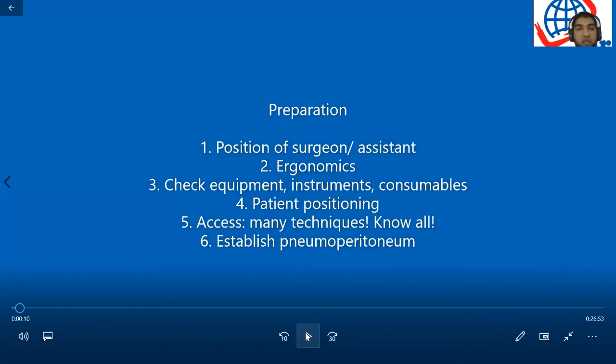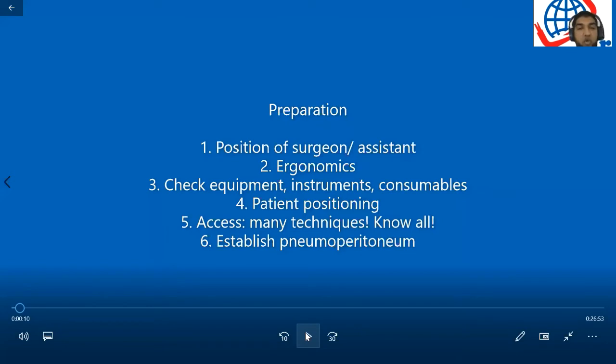Patient positioning: we usually have the patient in a supine position. Once all the port positions are in, we elevate the head of the bed and tilt the bed towards myself, which is towards the left. That means the right side up.